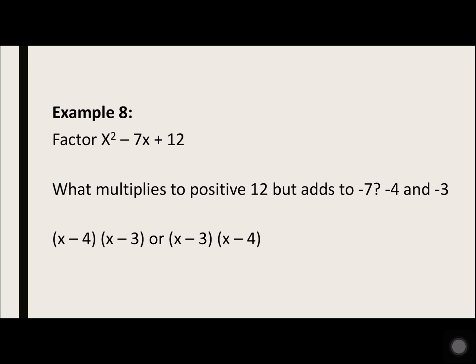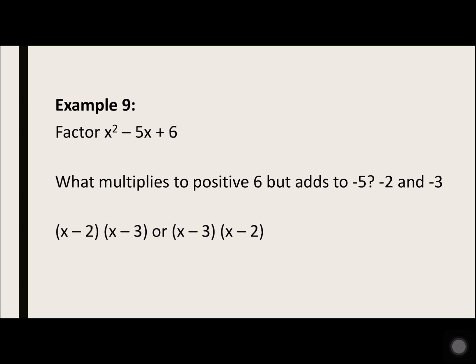Example 8, factor x squared minus 7x plus 12. What multiplies to positive 12 but would add to negative 7? Minus 4 and minus 3. Because remember, the signs are the same, so you add and keep the sign. X minus 4, x minus 3, or x minus 3, x minus 4.